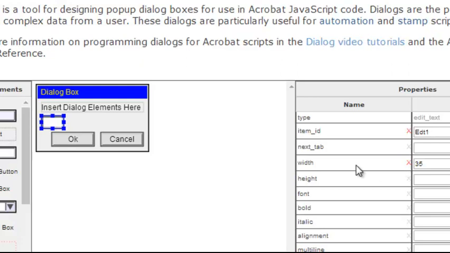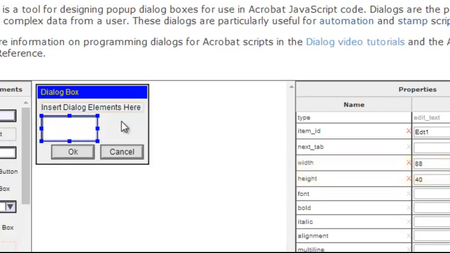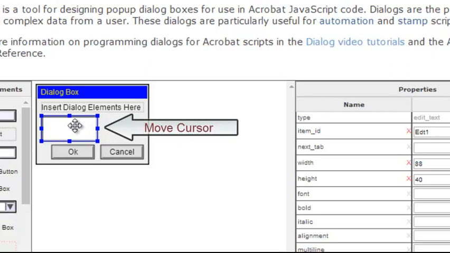Note also that the selection rectangle has resize grippers on the corners and the sides. When the cursor passes over the gripper, it changes to indicate the type of resizing that gripper will produce when dragged. But note that when I resize the element, the new width and height are reflected in the properties panel. When the cursor is inside the selection rectangle, it changes to a move cursor.